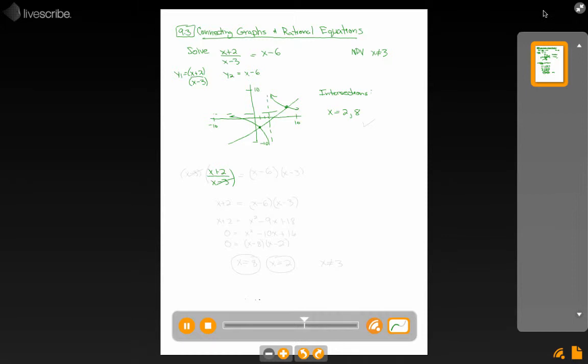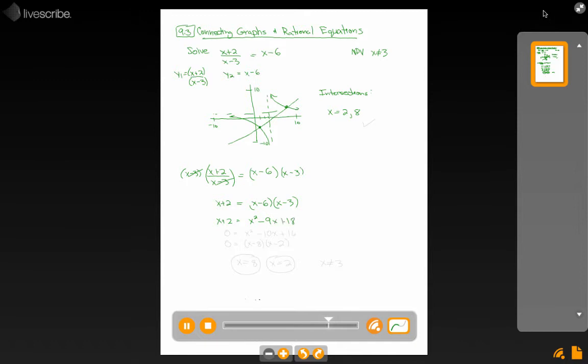(x + 2)/(x - 3) = x - 6. If I'm solving this algebraically, I'm going to multiply both sides by x - 3, so that I end up with just x + 2 on this side. I have (x - 6)(x - 3) on the right hand side. Basically, again, what I did was multiply this side by x - 3 and this side by x - 3, so that on the left side I no longer have a denominator. So I've got x + 2 = x² - 6x - 3x + 18.